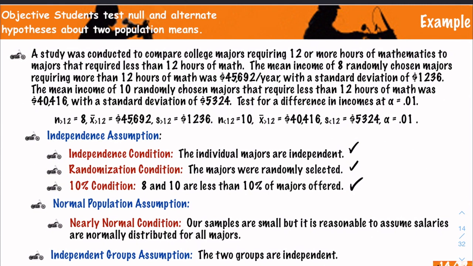Next up, our normal population assumption. So our samples are small, but it is reasonable to assume that salaries, because that's what we're looking at in this distribution, are normally distributed for all majors. And last up, independent groups assumption. The two groups are independent of each other. And that's true. You either have a major that's less than 12 hours or you have a major that's more than 12 hours. They can't be both.